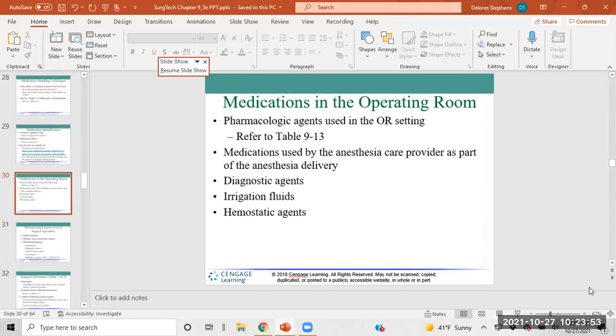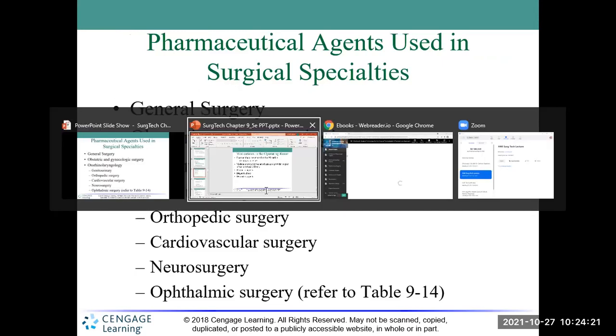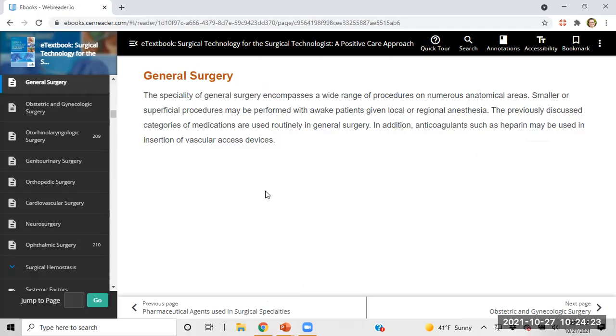Here we go. So looking at the medications that are used, you saw that big list. But then there's different medications that are used as diagnostic agents. So this might be IV contrast for an imaging that's needed, irrigation fluids, so fluids that are just needed to irrigate a wound, hemostatic agents, so things that can help reduce blood loss. We're going to look at each one of these surgeries just to see what kind of medications we're normally seeing.